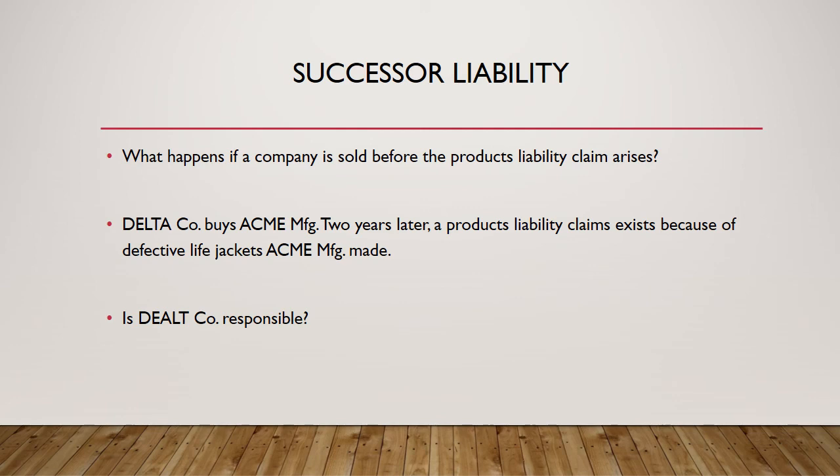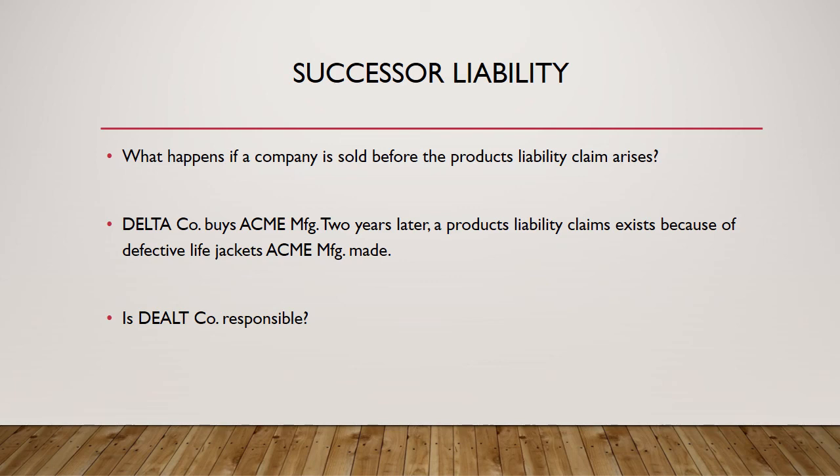So the last topic to cover is successor liability. We talked a little bit about successor liability in an earlier session. When we say successor liability, we're talking about the liability that a buyer of a former company may have. So let's use the example here of Delta Company buys Acme Manufacturing. What liability does Delta Company have for Acme Manufacturing?